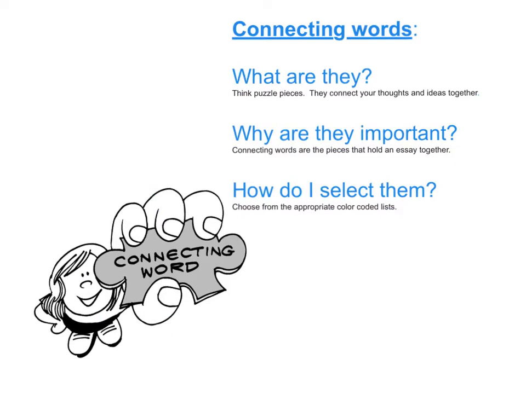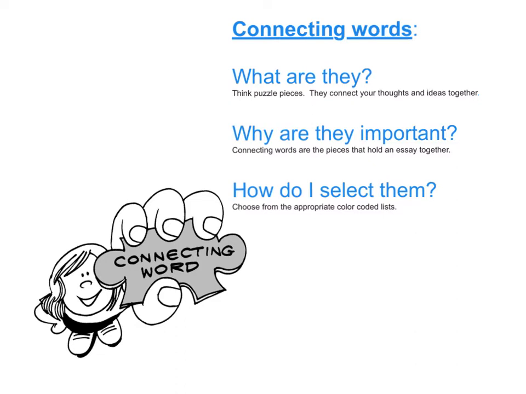All right, the C stands for connecting, and we mean connecting words. So let's think about what they are. They are puzzle pieces. Think about a puzzle piece, how they connect. The connecting words connect your thoughts and your ideas together. Just like puzzle pieces, as they connect together, you can imagine the puzzle piece like this is showing us here. So these little pieces here are going to, in a puzzle, hook everything together. And that's what our connecting words do. They hook our ideas together.